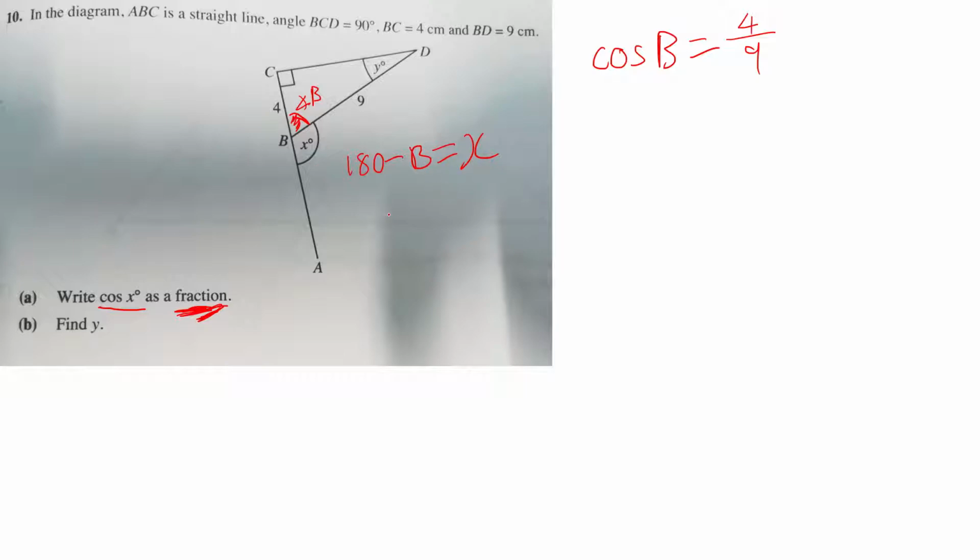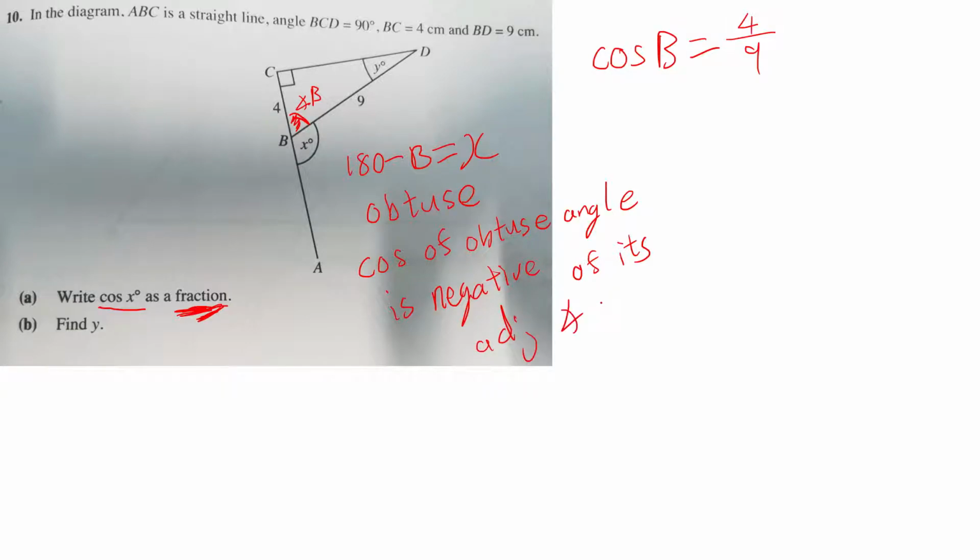So X is obviously an obtuse angle. So for an obtuse angle, the cosine of the obtuse angle is negative of the cosine of its adjacent angle. So the adjacent angle, or the acute angle down here, is angle B. So since the cosine of an obtuse angle is negative of the cosine of the adjacent angle, we just simply put a negative here and we'll get the answer. So cosine X is equals to negative 4 over 9. That's all. Let me write it properly. So the answer is just negative 4 over 9.